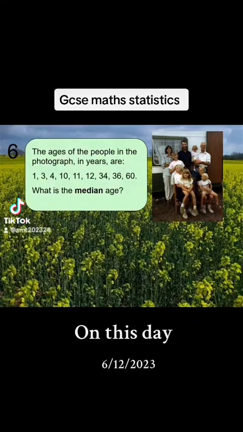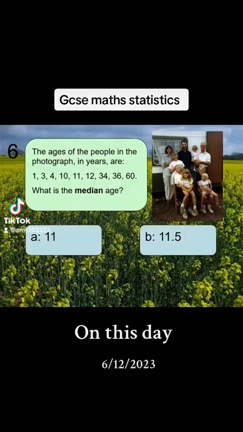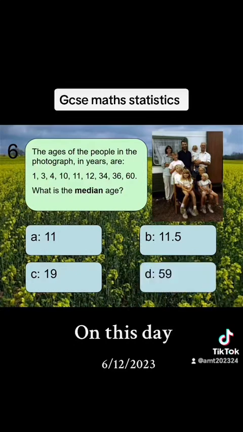Question number 6. The ages of people in the photograph in years are as follows. What is the median age? The median is where you cross off from either side. You keep crossing off until you reach the one in the middle.